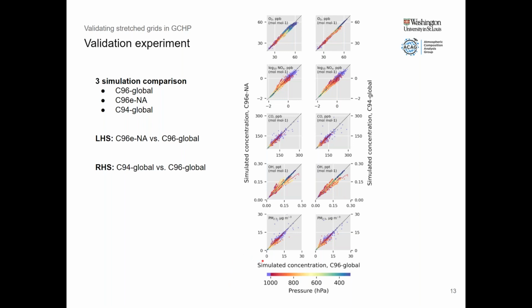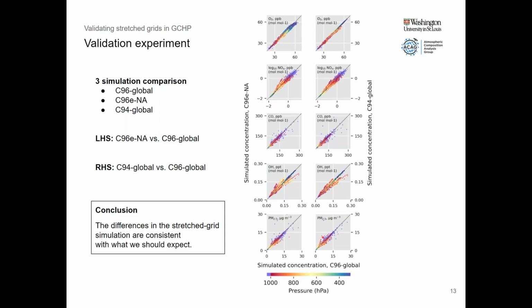On the left-hand side is a comparison of the stretched grid and cube sphere simulations, and on the right is the comparison of the two cube sphere simulations. The way you should look at this figure is the right-hand side is meant to gauge what sorts of differences we can expect. Overall, the conclusion here is that the differences that we see in the stretch grid simulation are consistent with what we would expect because of things like aliasing artifacts from the two different grids.